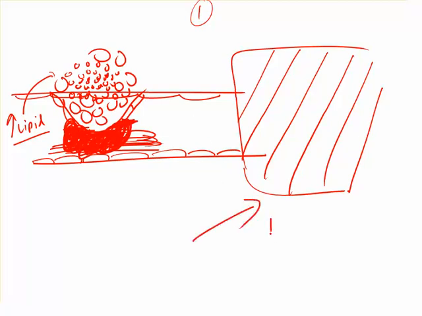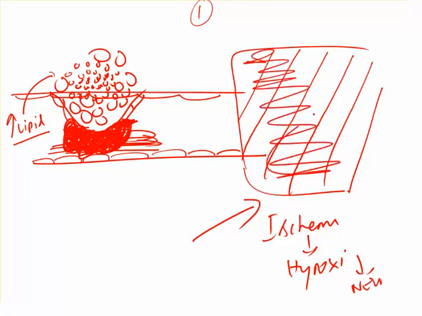It will go for ischemia. Ischemia leads to hypoxia. Hypoxia leads to necrosis. So now this heart muscle is dying. This is called myocardial infarction. This is called heart attack. Understand? This is what happens in individuals who have a heart attack. So this is called thrombosis. Okay, this happens against the background of atherosclerosis.